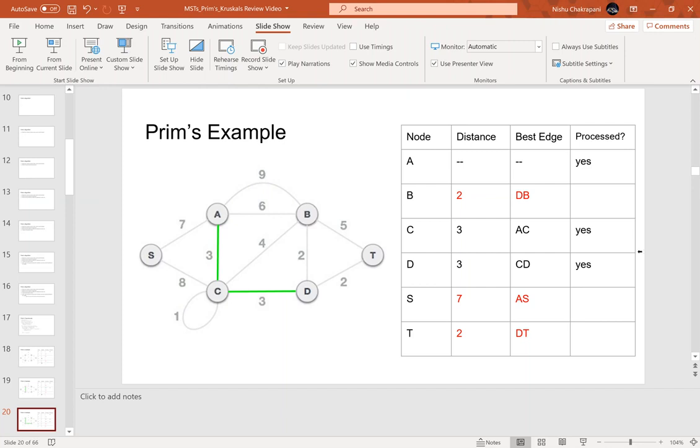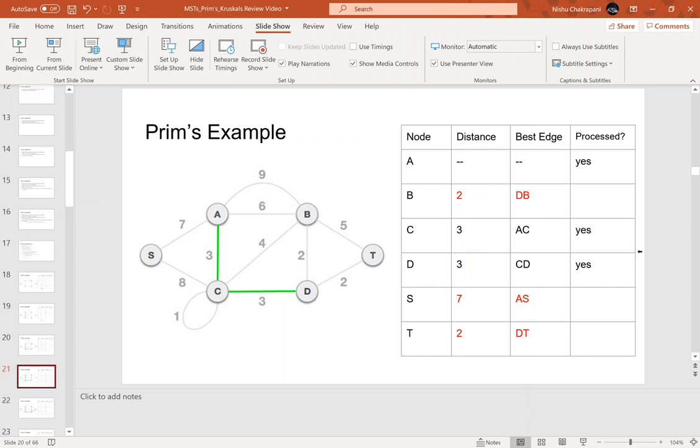And at this point, we have a tie going from either D to B or D to T because both have a distance of 2. Both of those edges have a distance of 2. At this point, it's really up to your algorithm as to how it breaks ties. But I'm just going to go D to B first. I don't know, maybe by alphabetical order, but that's the one I'm going to look at next.